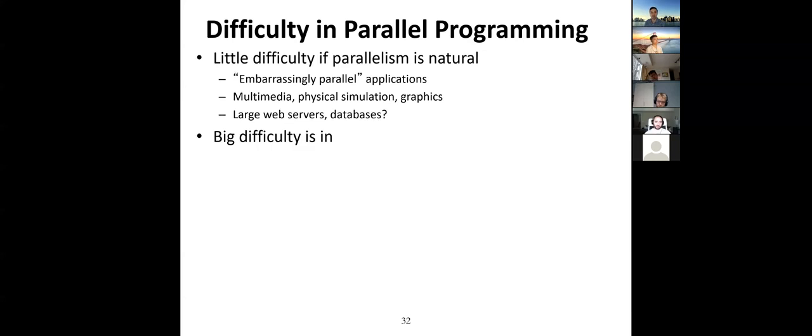Large web servers and databases, well, somewhat, but not as much. But the big difficulty is in harder-to-parallelize algorithms, the ones that are not easily sliceable. Getting parallel programs to work correctly can be a nightmare. It's a very difficult task.